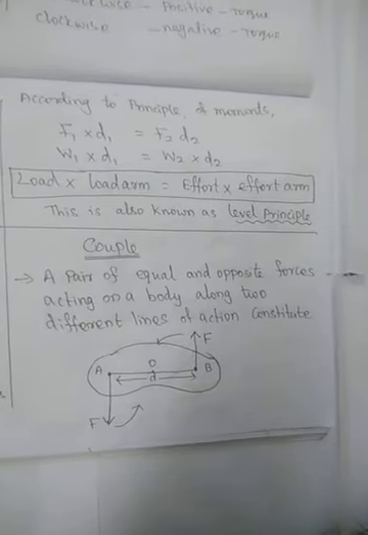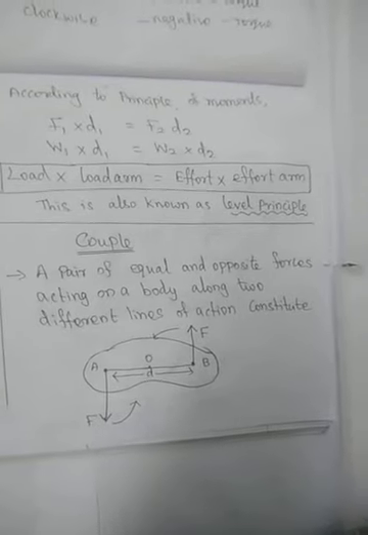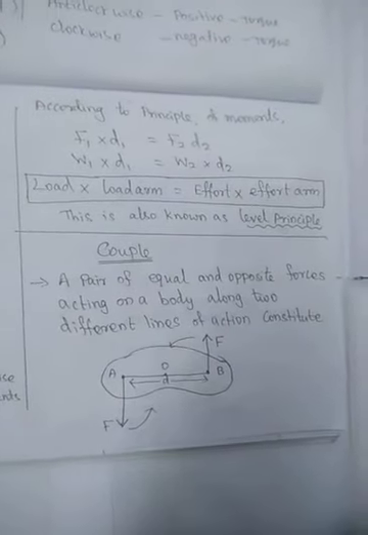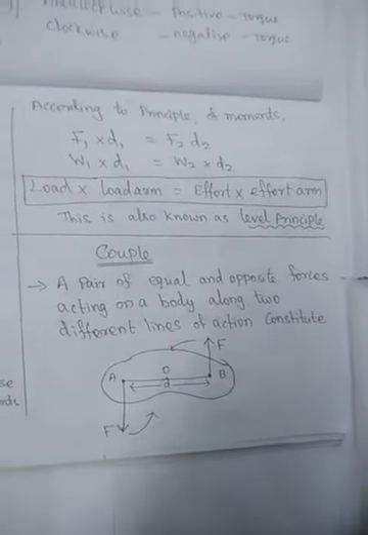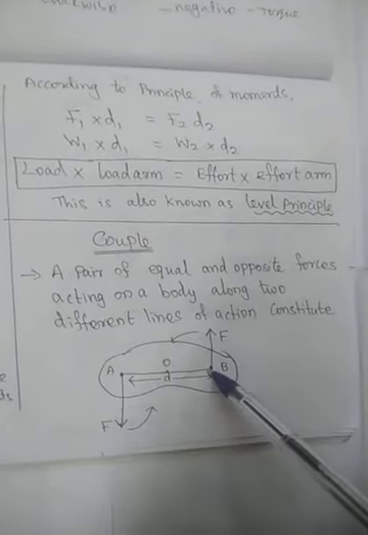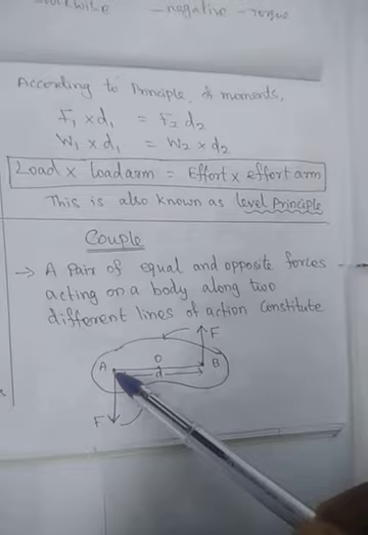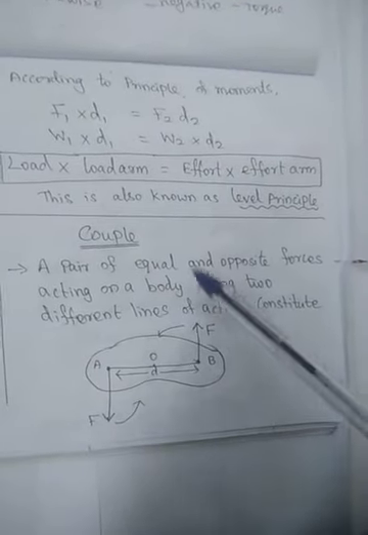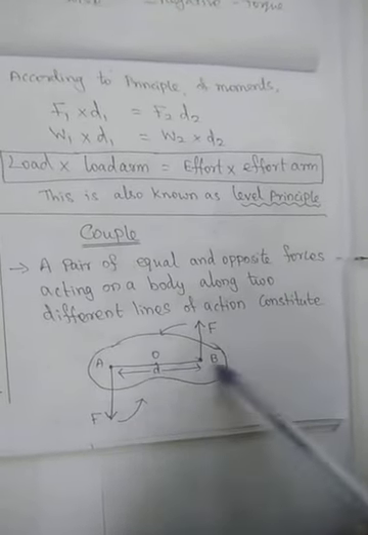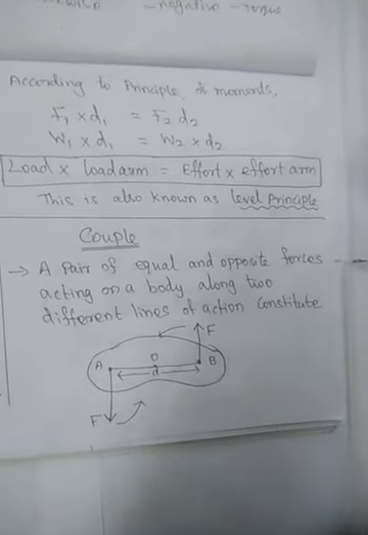A couple means two equal and opposite forces acting on a body along two different lines of action constitute a couple. So a couple is a pair of equal and opposite forces applied on different lines of action. See this diagram. This is point A, this is point B. At point B one force is acting in the upward direction, and at point A the force is acting in the downward direction. So the two forces are equal but in opposite directions, acting on different lines.